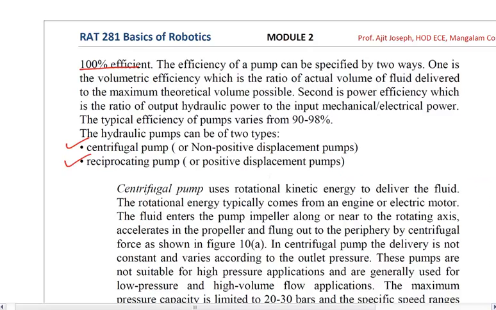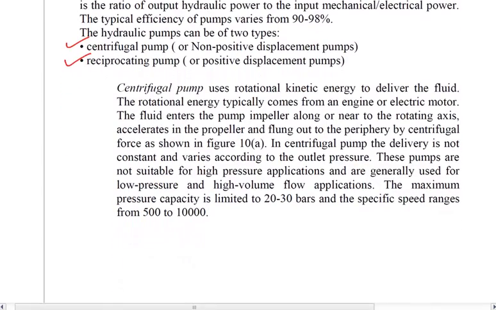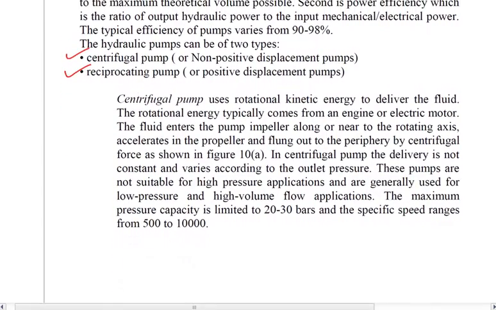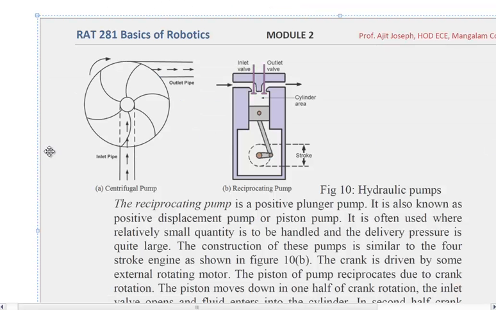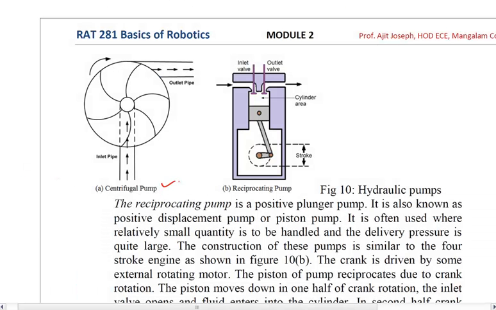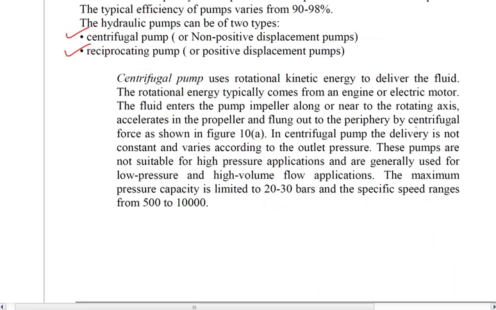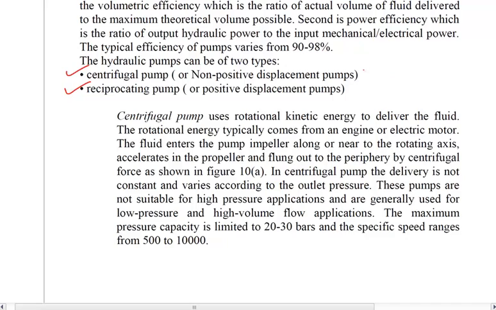What is a centrifugal pump? A centrifugal pump, let me show you by example. This is a centrifugal pump and this is a reciprocating pump. These are the two kinds of pump that we discussed here, isn't it? The centrifugal pump is also called the non-positive displacement pump, and the second is a reciprocating pump or positive displacement pump.